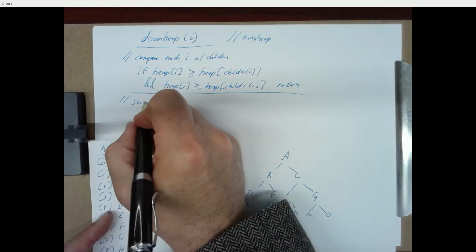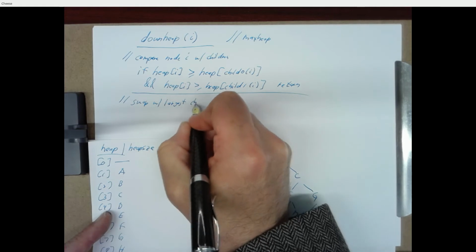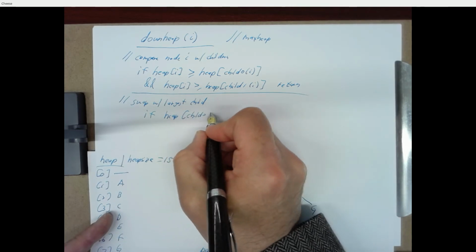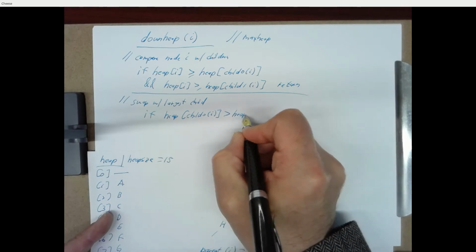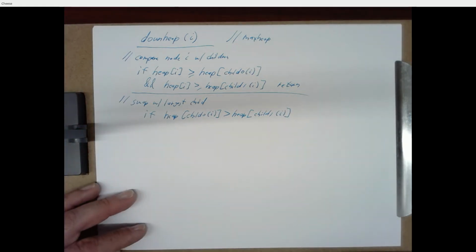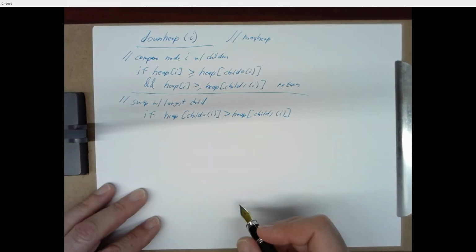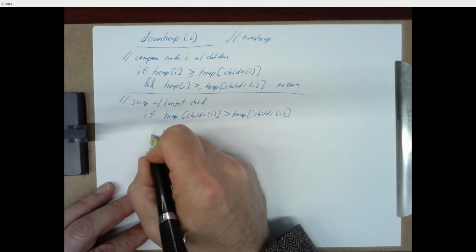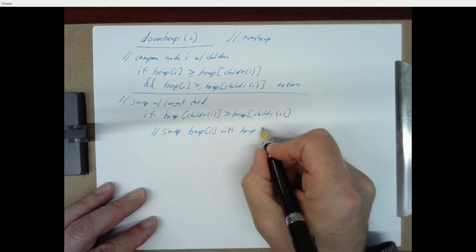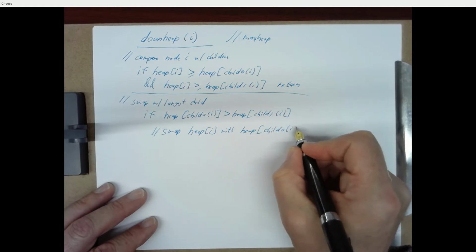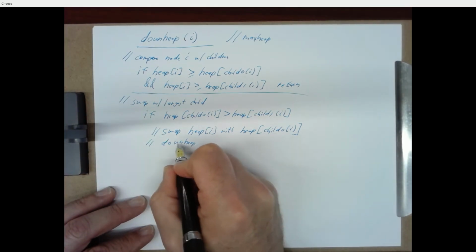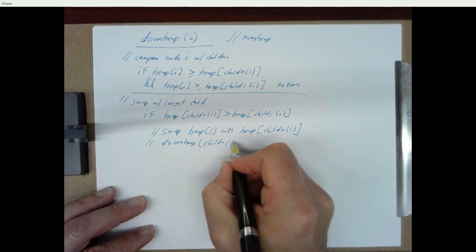Otherwise, swap with the largest child. So if child 0 is the bigger child, then we want to swap node I with node child 0 of I. So swap heap I with heap child 0 of I, and then down heap from child 0 of I.